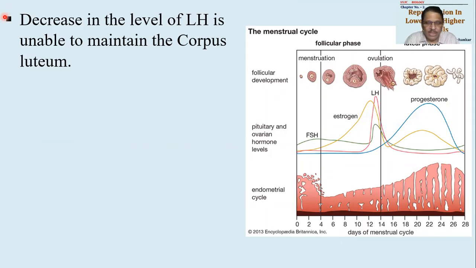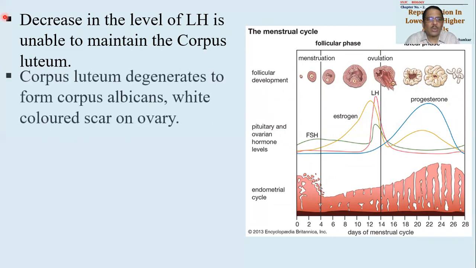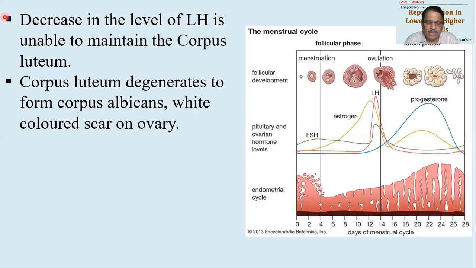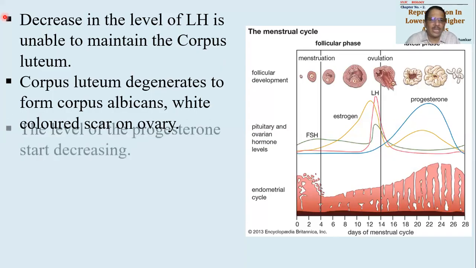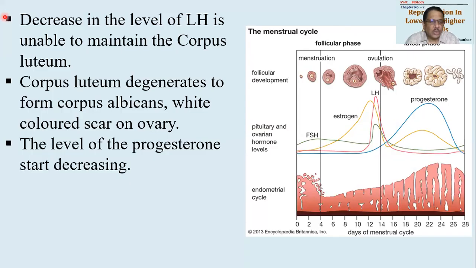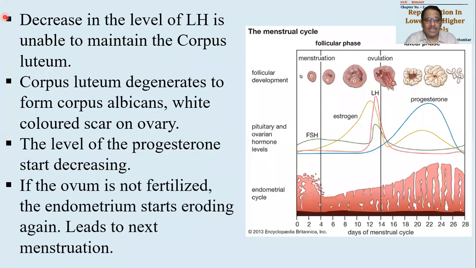जैसे ही LH का लेवल कम होता है, LH will not be able to maintain corpus luteum. So corpus luteum will get converted into corpus albicans, means it dies simply and will remain as a white scar that we have said again and again. So as a result of this, corpus luteum नहीं रहा, corpus luteum से progesterone secrete होता था, अभी progesterone secrete होना बंद हो जाएगा. So level of progesterone will start decreasing. When this level of progesterone goes below the normal, and if the ovum in this cycle also is not fertilized, then once again it will lead to next menstruation. So we have reached the same stage.